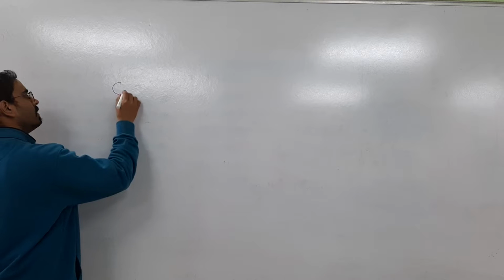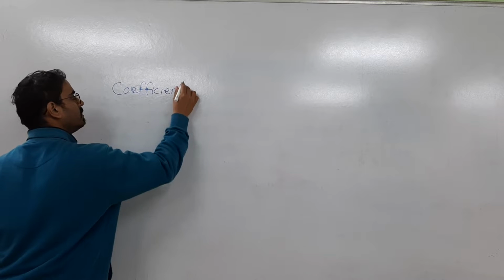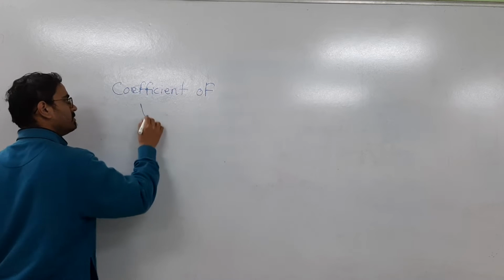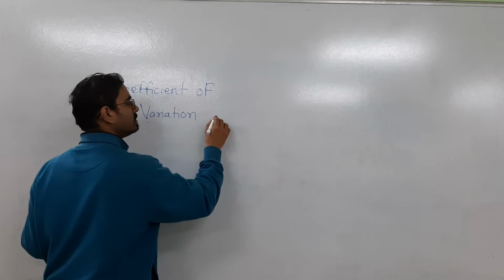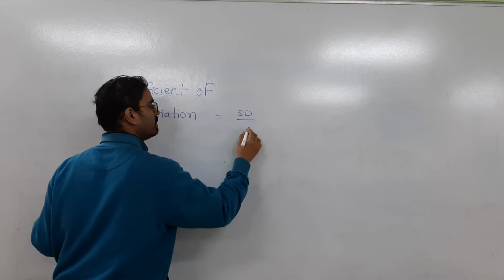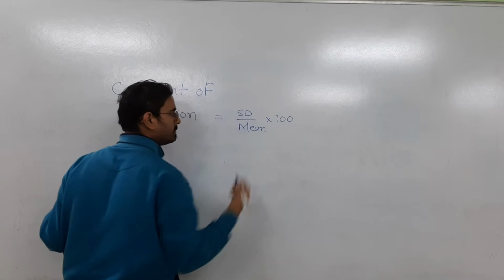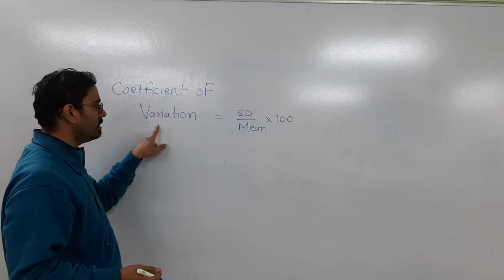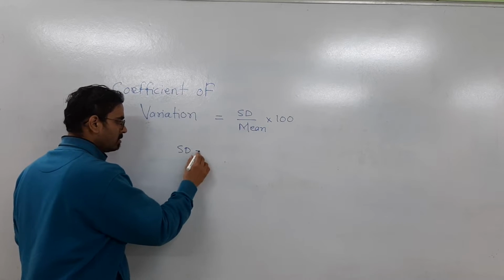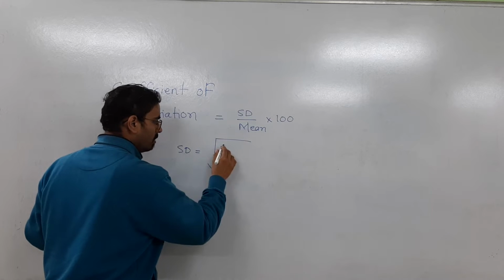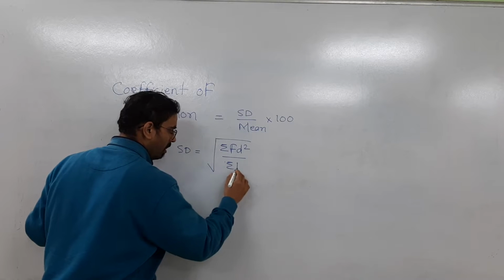So first we are going to find the coefficient of variation. What is the formula of coefficient of variation? Standard deviation divided by mean into 100. For finding coefficient of variation, we need standard deviation. So what is the formula of standard deviation? The standard deviation formula is under root of summation f d square upon summation f.